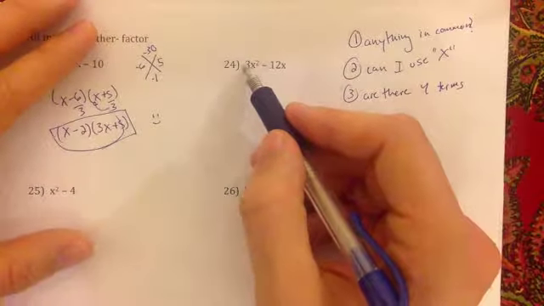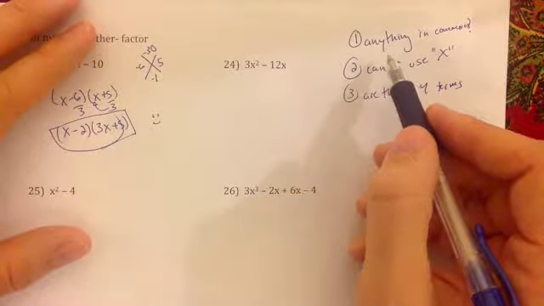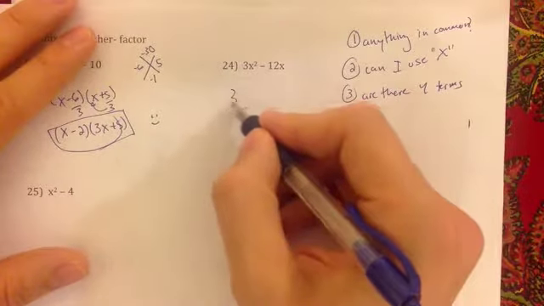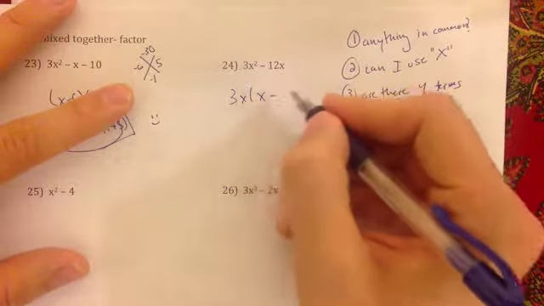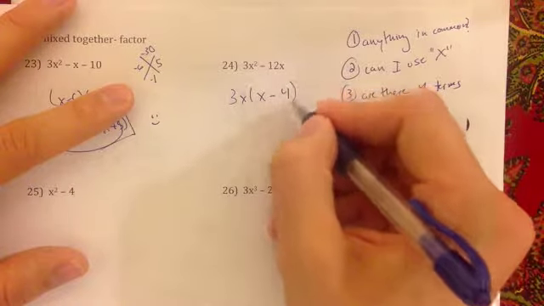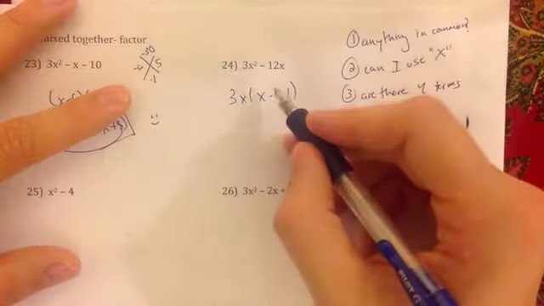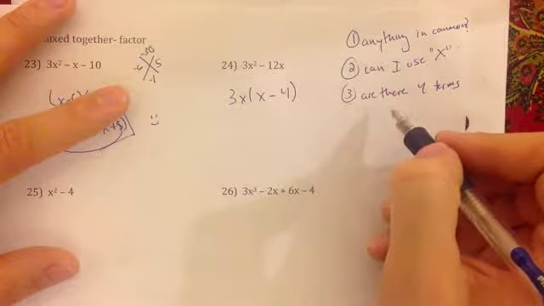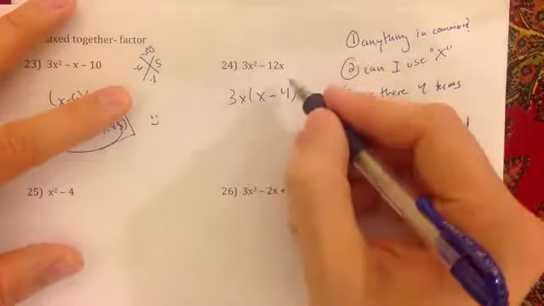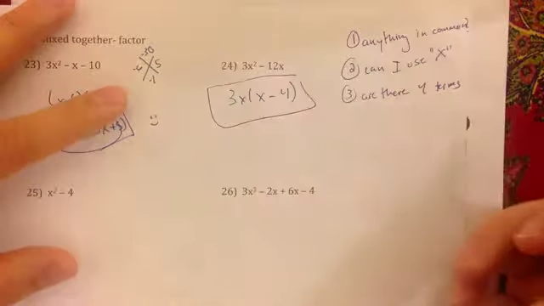So when we look at number 24, is there anything in common? They both have a 3, they both have an x. What will be left? An x minus 4. Alright, is there anything else in common? Nope. Can I use the X? Not now, not with it factored like this. And are there 4 terms? No, everything's all multiplied together. So on 24, I'm done.